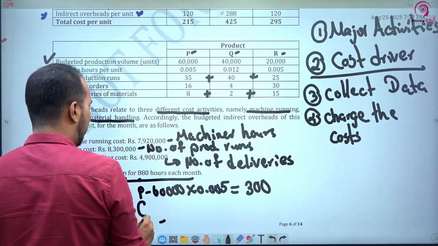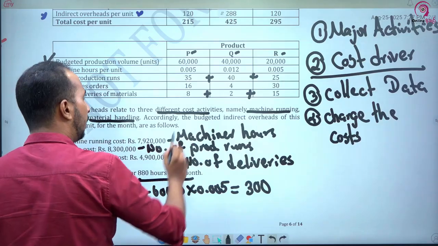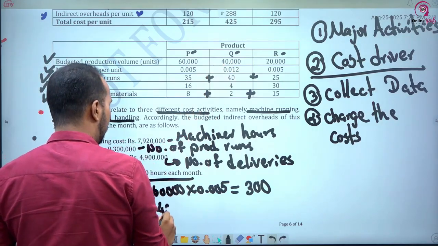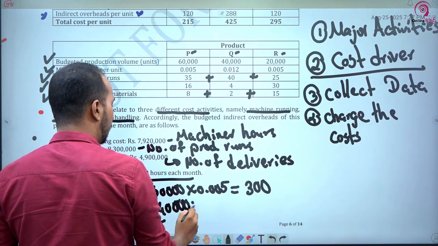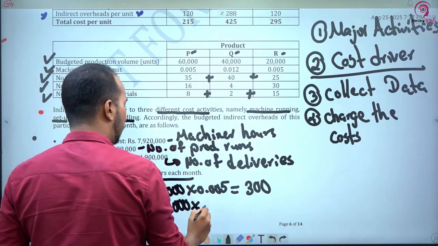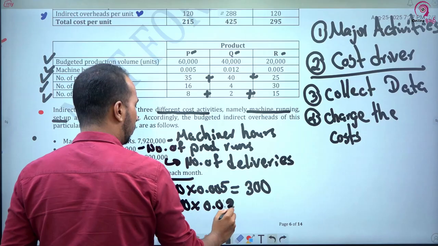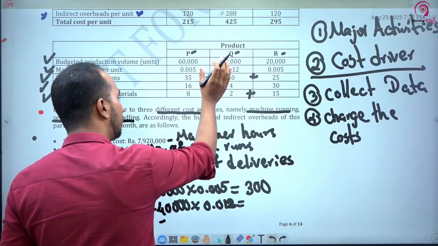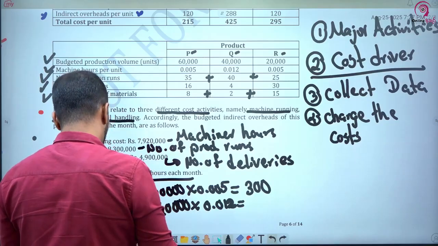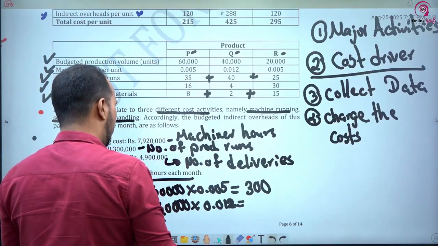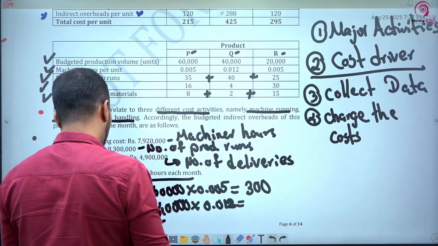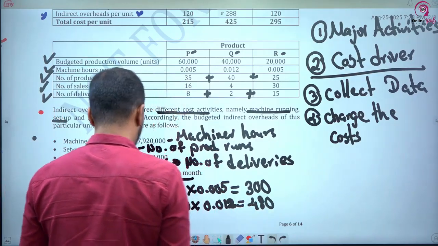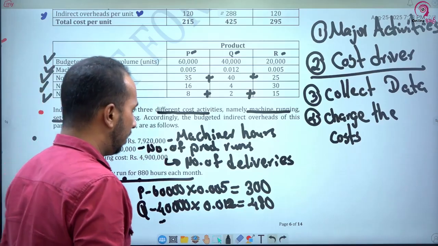In the same way, you can calculate for product Q. When it comes to product Q, see the budgeted production volume is 40,000. Budgeted production volume is 40,000 multiplied by 0.012. Now you can take the total machine hours required to achieve this budgeted production of Q. You can take 40,000 multiplied by 0.012. It is 480 hours.